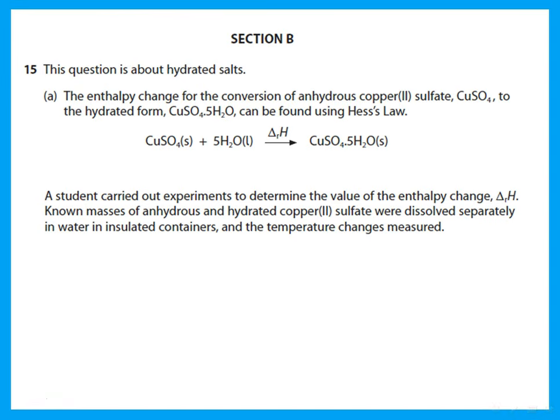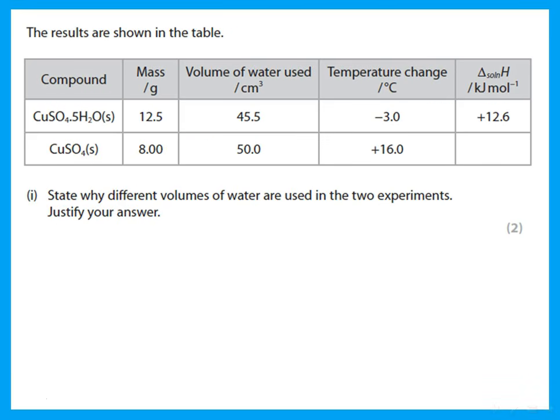Then in section B, the question says the enthalpy change for conversion of anhydrous copper sulfate to hydrated copper sulfate can be found using Hess's law. A student carried out experiments to determine the value of the enthalpy change. Known masses of anhydrous and hydrated copper sulfate were dissolved separately in water in insulated containers, and the temperature change is measured, and he has a table.